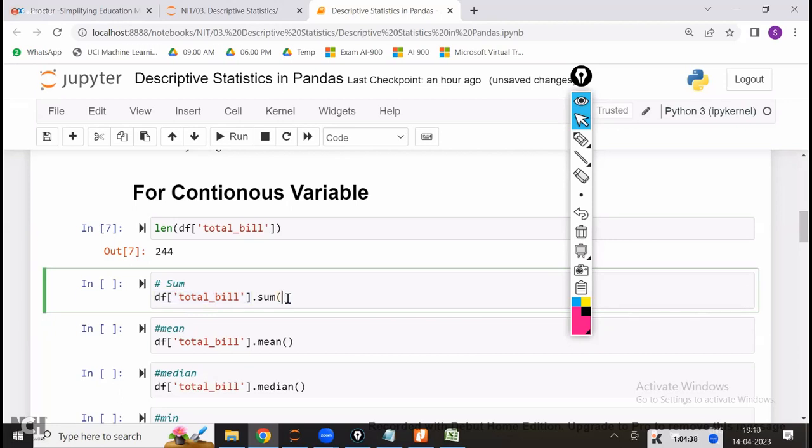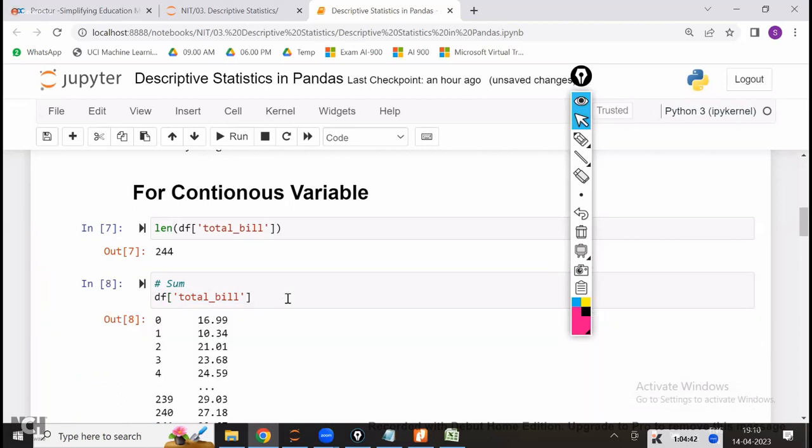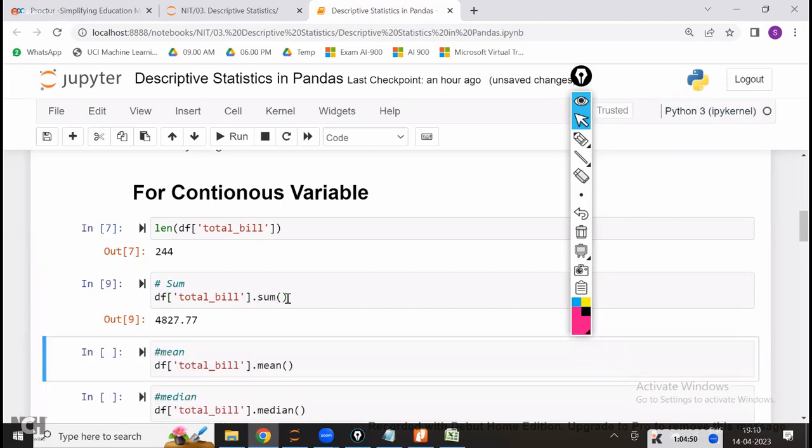Now what is meant by df of total bill? Up to this, it will extract the total bill entire records, all the record values. Right? Dot sum is going to do the summation. The total is 4,827.77. That is the total.